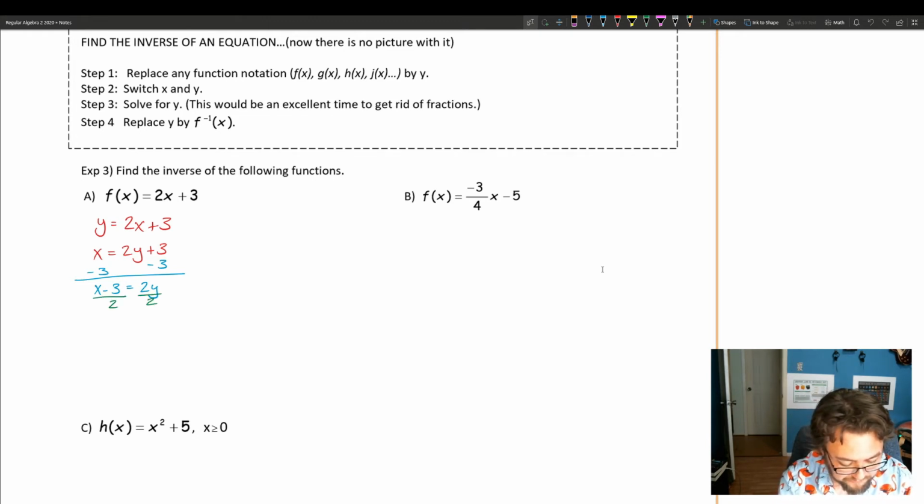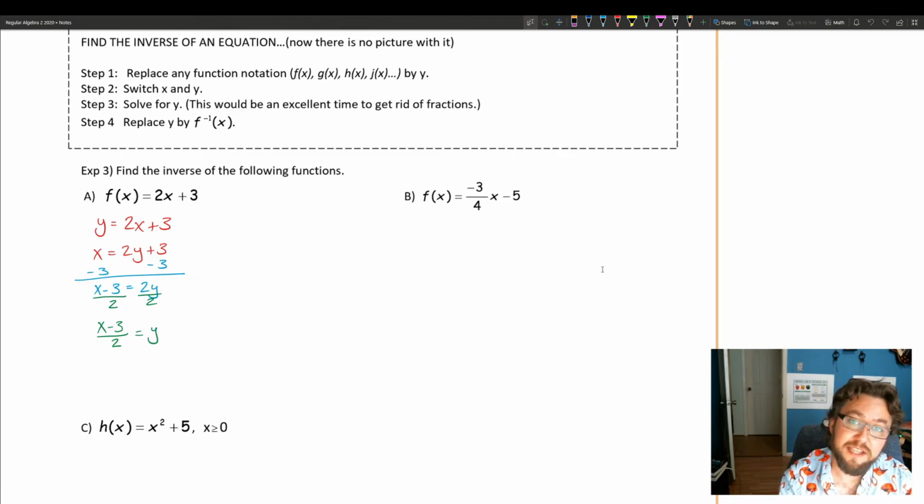Divide by 2. Now I get that x minus 3 divided by 2 equals y. And it's totally fine to leave it like that. If you want to do x divided by 2 minus 3 divided by 2 equals y, it's the same thing. But I'm going to leave it like this. What I'm going to do now is make it look nice and use the proper notation.